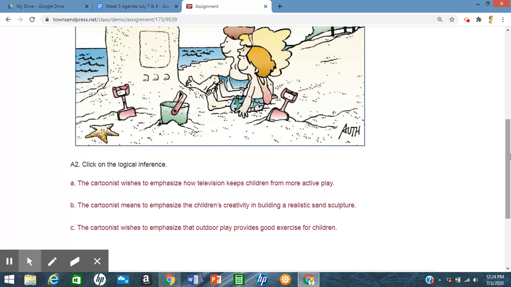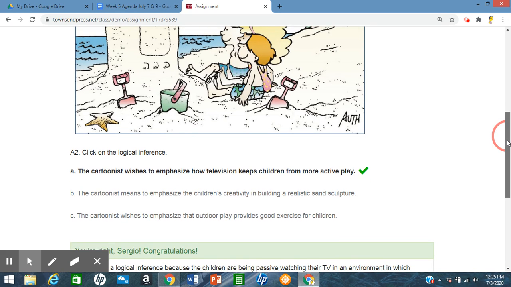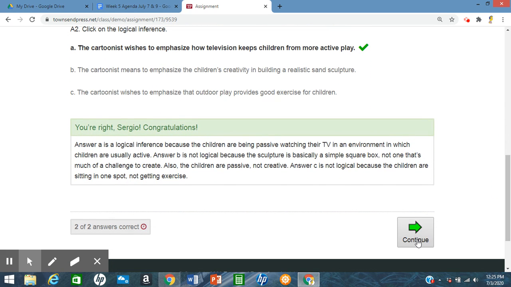most likely what the cartoonist is trying to indicate is not going to be C, that outdoor play provides good exercise for children, because nowhere here does it indicate that they're doing some kind of exercise outside. So it is between A and B. And so again, the fact that they made this television and are all intently watching it on the beach most likely indicates that our most logical inference, what the cartoonist is trying to say, is going to be A. The cartoonist wishes to emphasize how television keeps children from more active play.